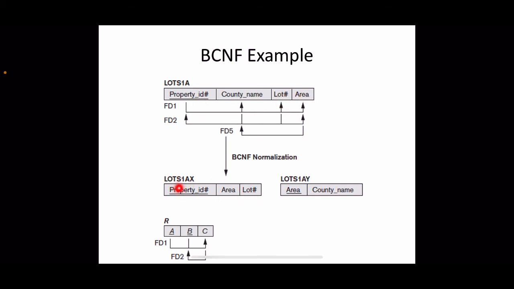So lots 1AX and lots 1AY will be decomposed into two different relation schemas. Both are now in BCNF, right? But the problem here is, what about FD2? County name and lot number together determines area, and county name and lot number together determines property ID number. Such a functional dependency is lost now, right? Because we don't have a coexistence of these different attributes together. So that is lost here.